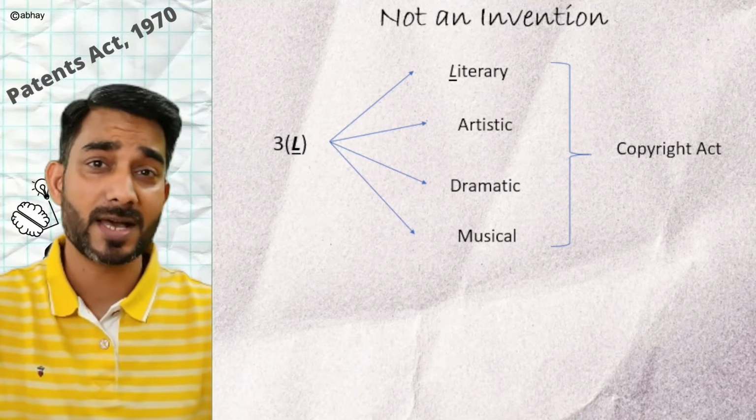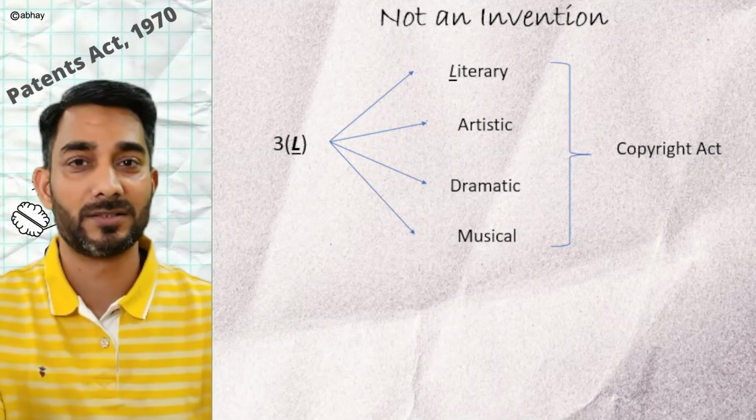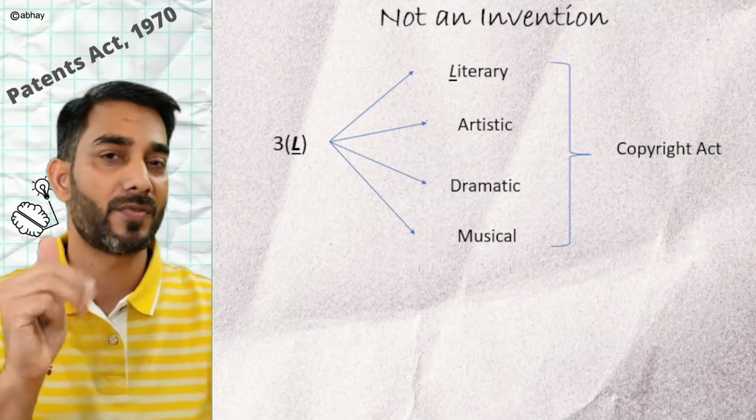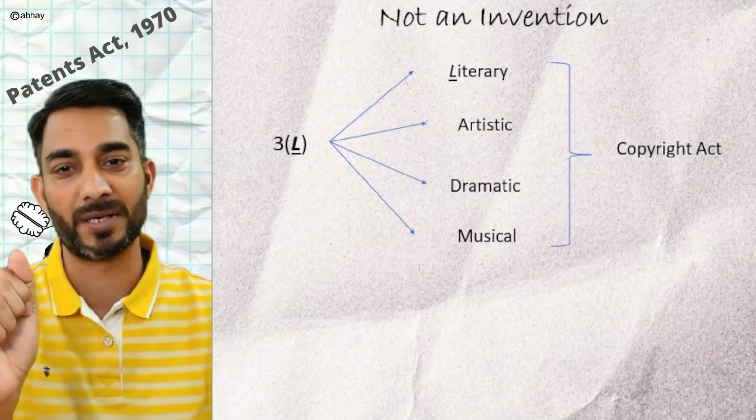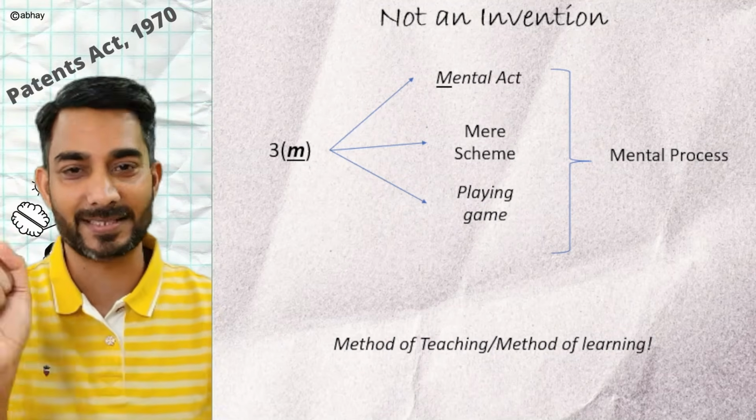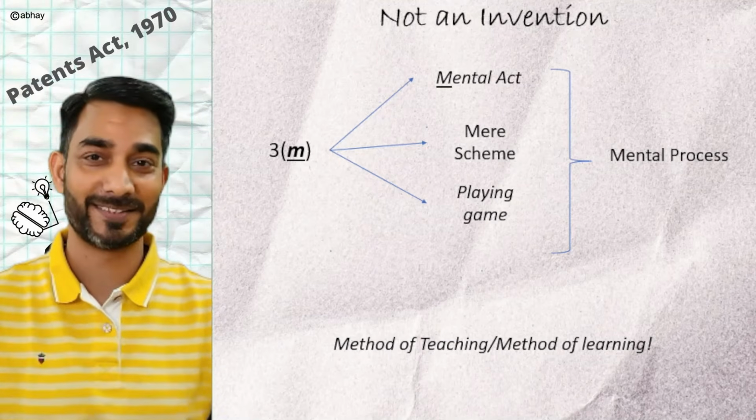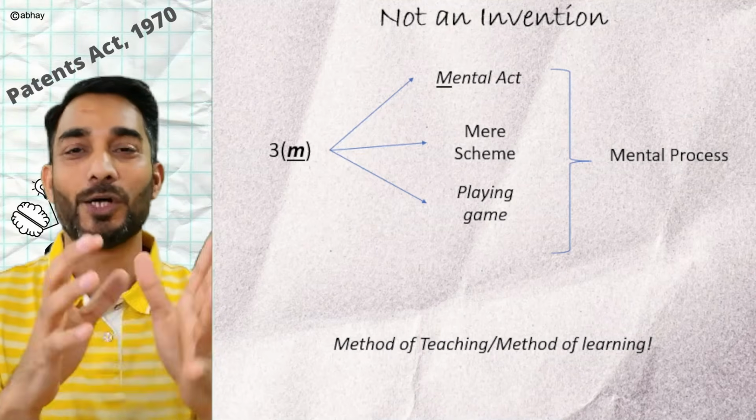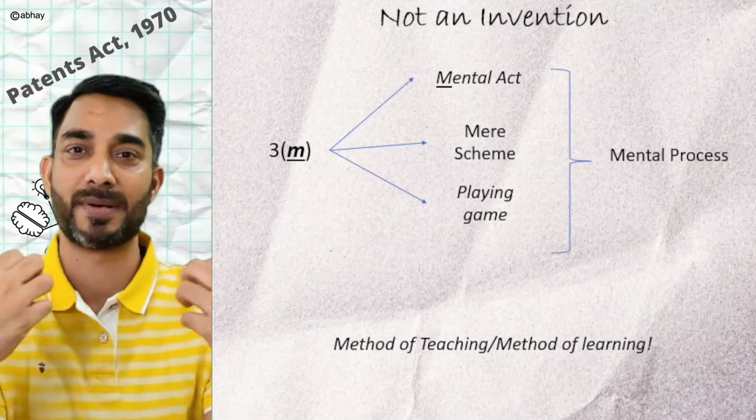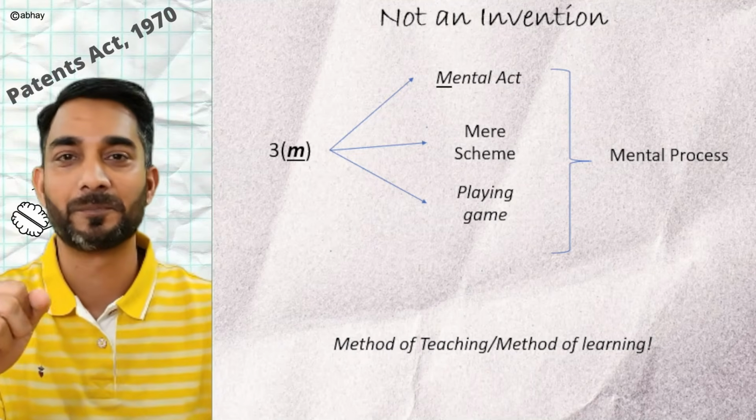Moving on. L, literary, artistic, dramatic and musical. All these, as you may know, are covered under Copyright Act, therefore are not patent eligible subject matter. Moving on. M, mental act, mere scheme, playing game, method of teaching, method of learning. All these are not considered as patent eligible subject matters because these are considered as mental process, and mental processes are not patent eligible subject matter.